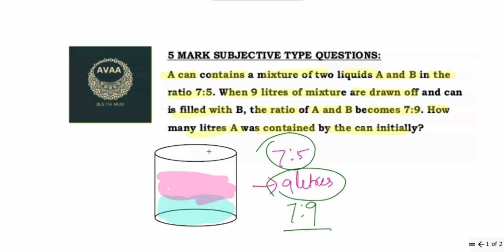So what are we going to do here? Let's start discussing that. Initially, the mixture: what are the mixtures A and B? Actually, the liquids A and B. So here, initially, we are going to assume that the can contains 7x and 5x liters of liquids A and B respectively.